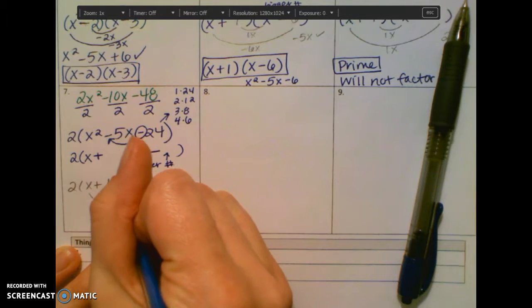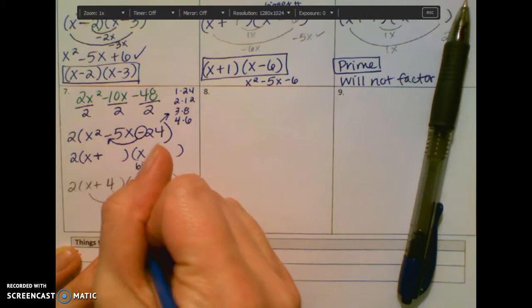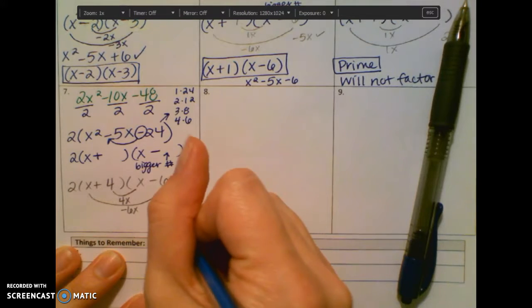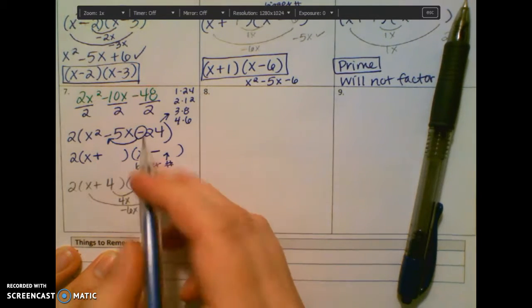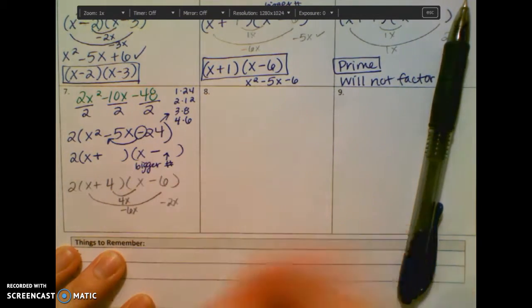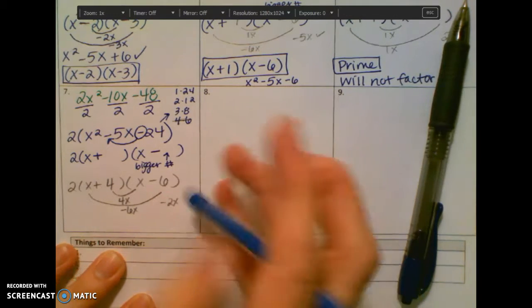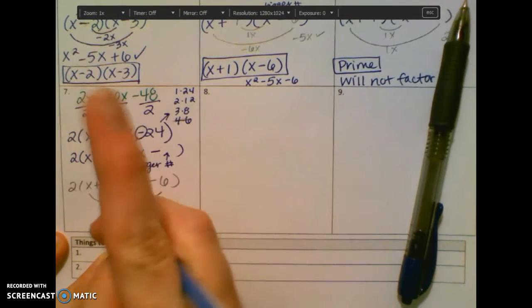So 4 times x gives me 4x. x times negative 6 gives me negative 6x, and that gives me a negative 2x. But that is not what I want. I want a negative 5x. So that means the 4 and the 6 don't work. We need to go back and try something else.